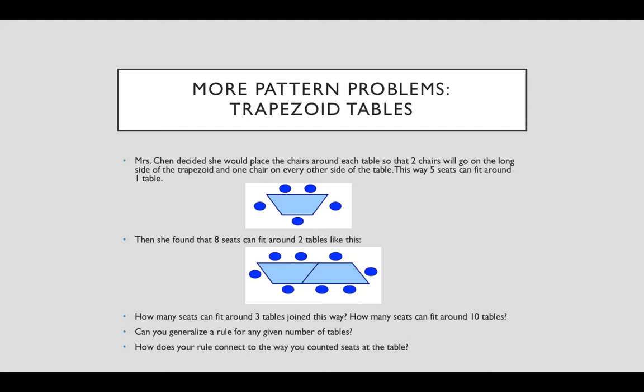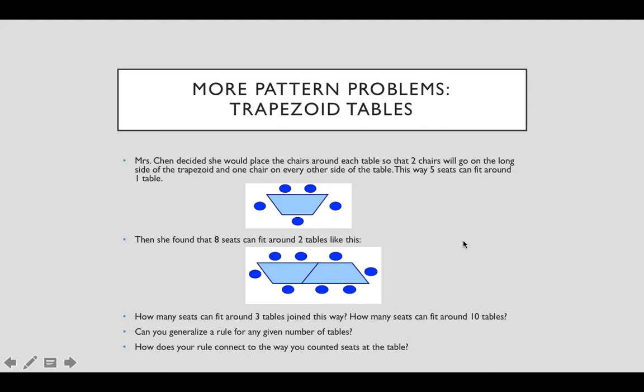We talked about the trapezoid table problem. You all worked on that. Mrs. Chen decided she would place the chairs around each table so that 2 chairs can fit on the long side of the trapezoid and 1 chair on every other side of the trapezoid. This way, 5 seats can fit around 1 table, and she found that 8 seats could fit around 2 tables.